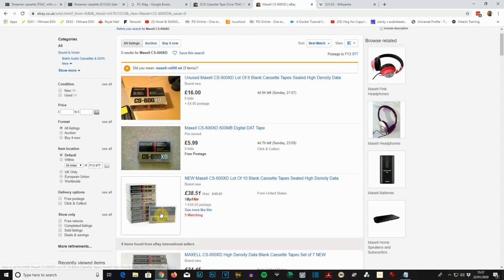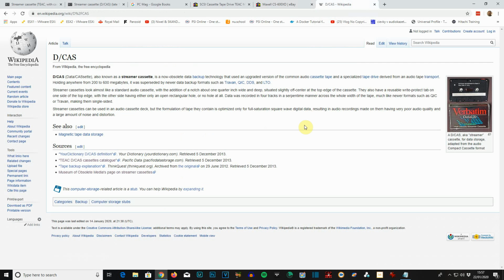I mean, £38 for 10. Who needs 10 of these? Seriously, unless you're Russian and you're buying them to sell on eBay as nice collector tapes. But yeah, that's a different format, and that's why this tape's a bit different. But let's see if we can still find a practical use for it anyway.